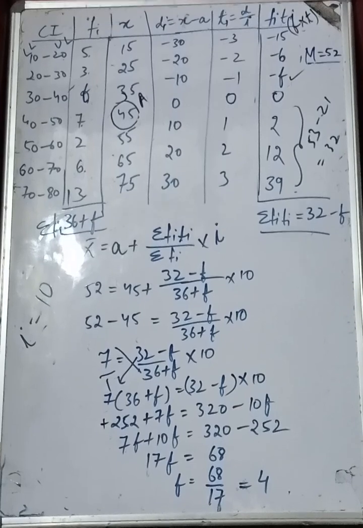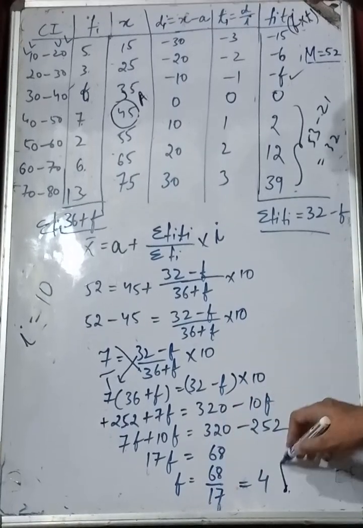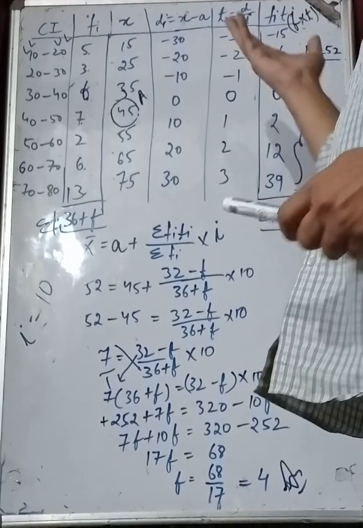Now we divide 68 by 17, which gives the answer 4. So the value of f will be 4. This is how you can solve with the help of the step deviation method.